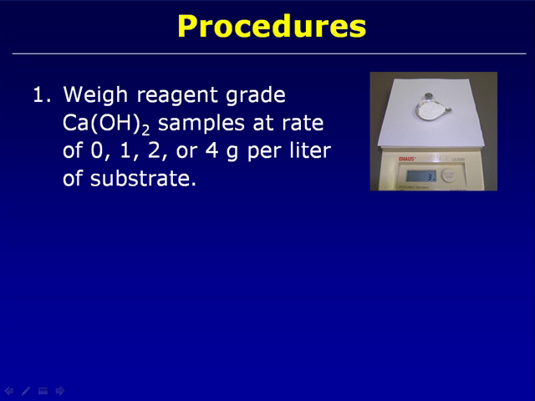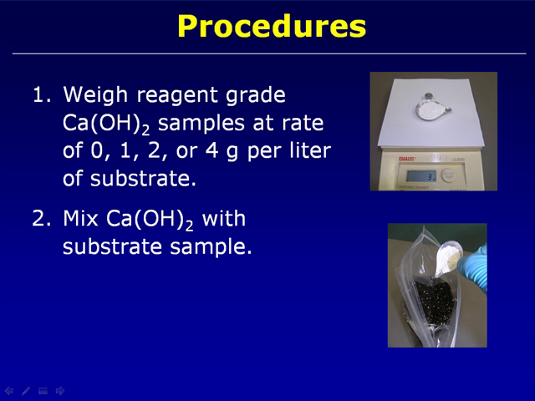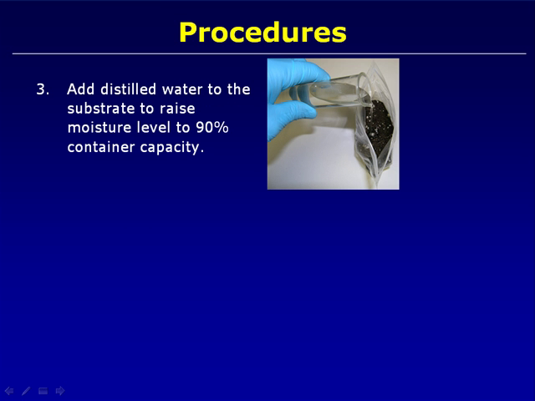In order to develop some data points along that graph, we need to measure out 0, 1, 2, or 4 grams of calcium hydroxide per liter of substrate. The calcium hydroxide is mixed into a growing medium sample. We add distilled water to bring it near to container capacity, so there is no free water, but if you squeeze this growing medium, you can get a water sample that can be tested for pH.